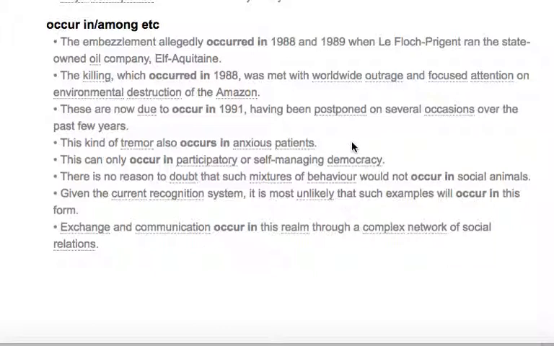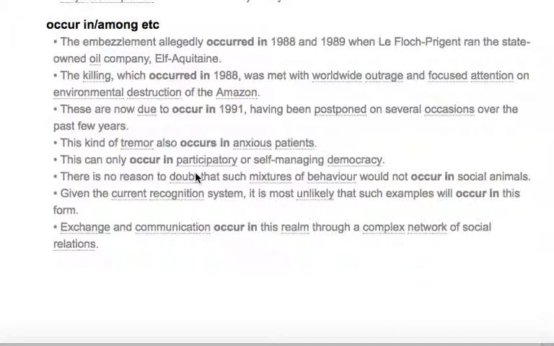This kind of tremor also occurs in anxious patients. A tremor is a shake. Some people shake when they have a problem. Also, when you think of an earthquake, the earth will have tremors, shakes.